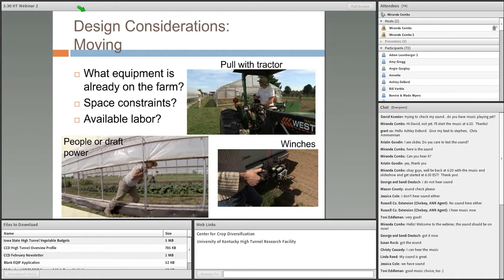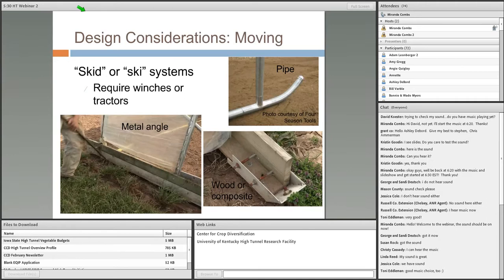So these ski or skid type systems are essentially dragging the tunnel across the ground. And there are various materials that you can drag the tunnel on. There are pipe skids that are basically made from the same galvanized pipe that you're making the rest of the structure out of, that are generally welded to the pipe. So that takes some welding skills. Doing that one on the farm is a little bit difficult. You need some welding skills.